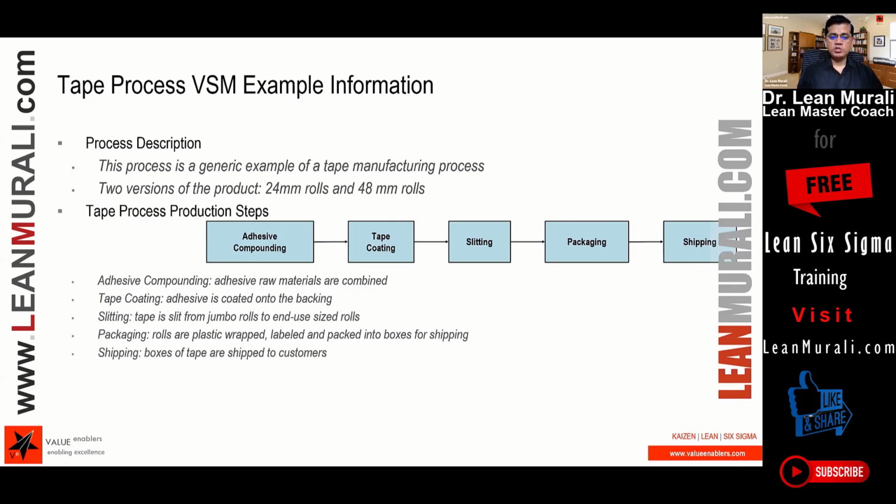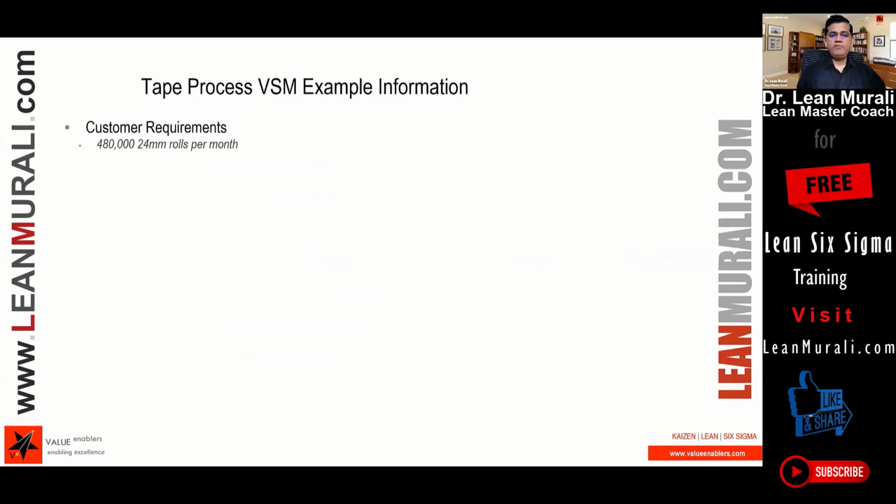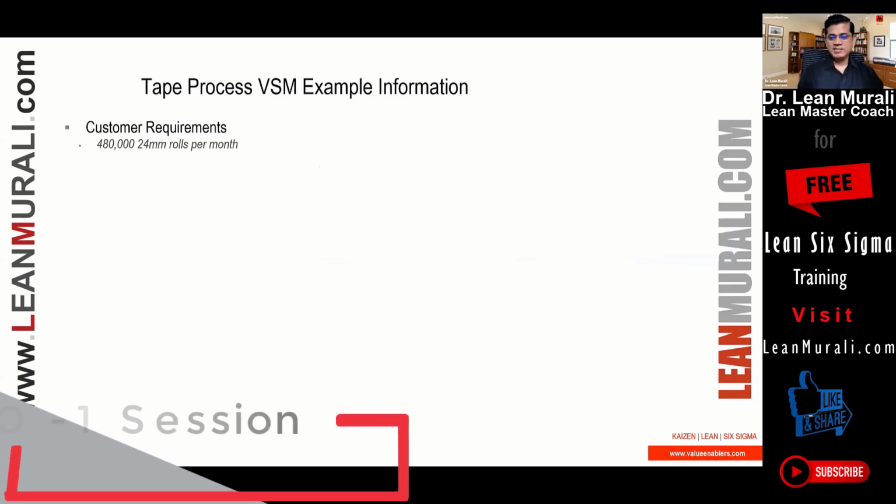And shipping is where the boxes of paper are shipped to the customers. If the VSM example information so far is clear, I'll go to the next slide. Okay, this is some basic information: example information, customer requirement. Now let us understand the customer information.